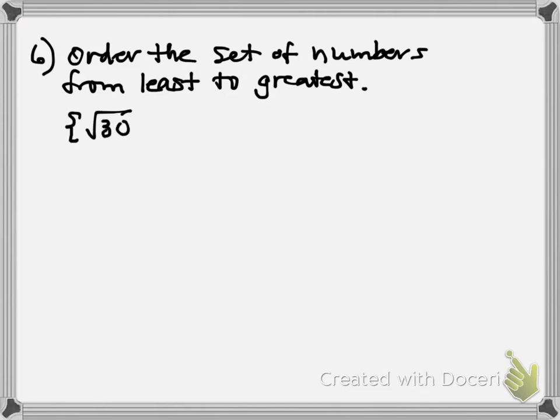Square root of 30, 6, 5 4/5, 5.36 with a repeating bar over the 6. 30. That's braces. That's solution set notation.